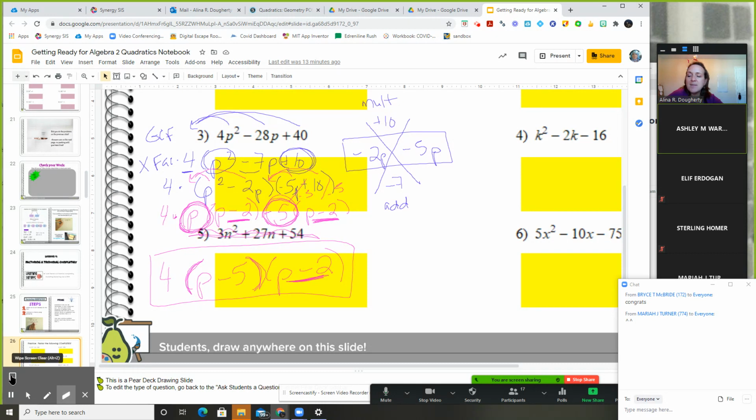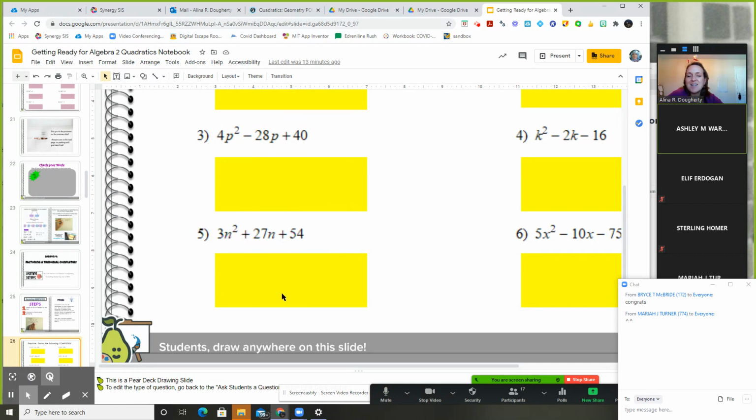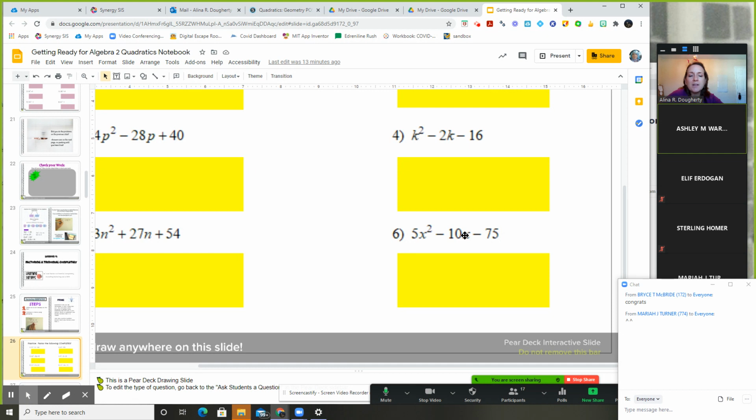Okay, let's go. I'm going to erase. All right, question number 4. Is there a greatest common factor? That's always where we want to start. There is no greatest common factor. So greatest common factor, check. So now we're going to go to the X factor. What do I put at the top of the X? 16, yes. And I want a negative 16. What goes at the bottom of the X? Negative 2, you got it.